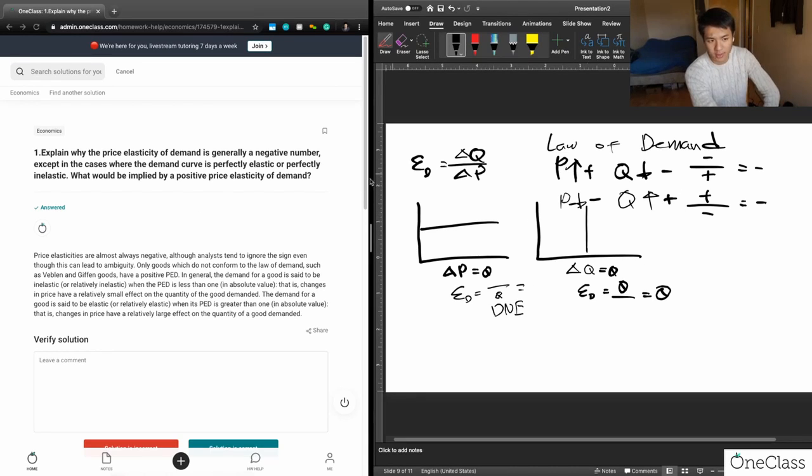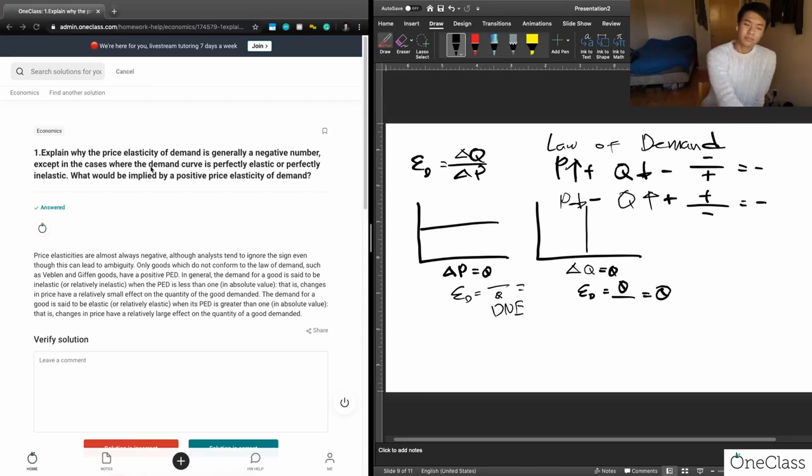And so again, this law of demand explains why most of the time we find a negative, and then the specific calculations in unique circumstances of perfect elasticity or perfect inelasticity are going to help us understand the rationale for why it's not necessarily always negative.